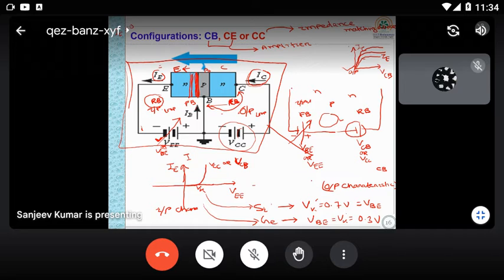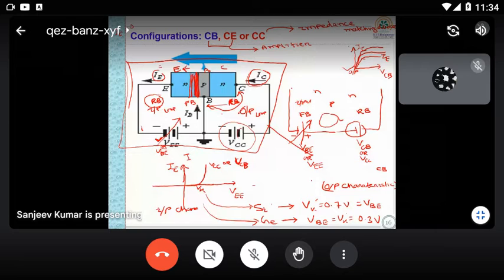Because you can see in input biasing, why you're doing this: your majority carrier should flow and current should be maximum, and whatever current exists is due to majority carriers. If you're doing forward biasing, the depletion region will be reduced. So that is the logic you are using. I'm not saying it is not possible. In research, every configuration, every biasing you can give. But what output you will achieve, and based upon that output what operation you can do, that is very important.